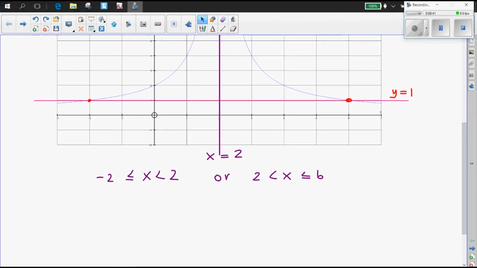Remember we defined that x is an element of the real numbers. We may also write that x lies in the interval from negative 2 to 2, union the interval from 2 to 6. Remember, the square brackets mean we include the value. The round bracket means we exclude 2 because 2 is an asymptote.